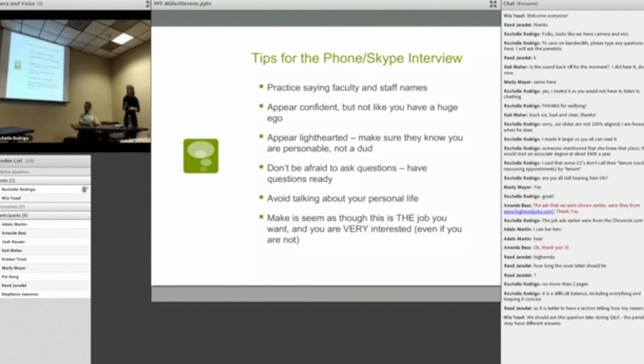Make it seem as though this is the job for you. You really, really want this job, even if you don't. And there are cases where you will interview even if you don't really want the job. Perhaps it'll be for experience, or perhaps it's a last resort interview. You never know. But regardless, this is the job you want.